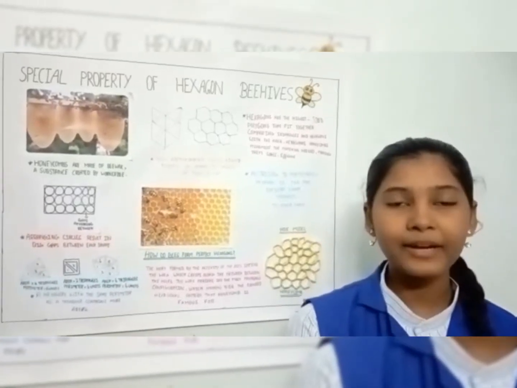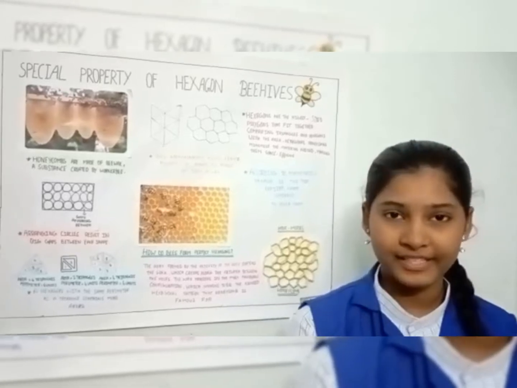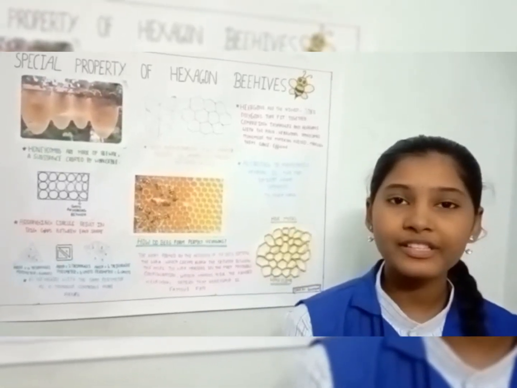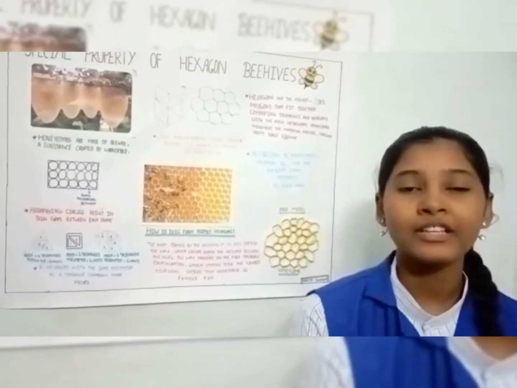Let's see. Honeycomb is made up of beeswax, a substance created by worker bees. These bees make less wax because they need 8 pounds of honey to create 1 pound of wax. Hence, honeybees need a shape that gives them the maximum storage using minimum wax.